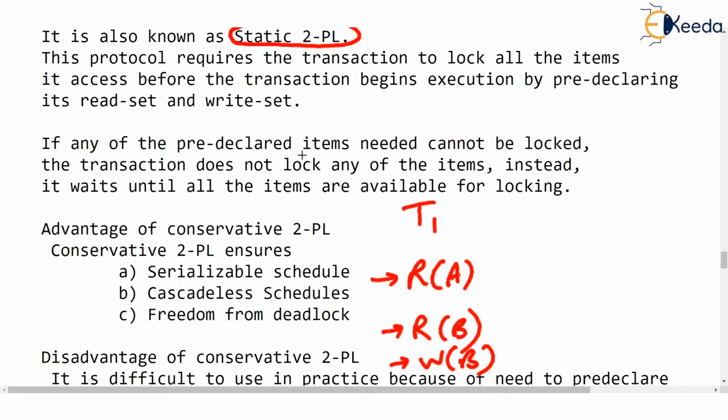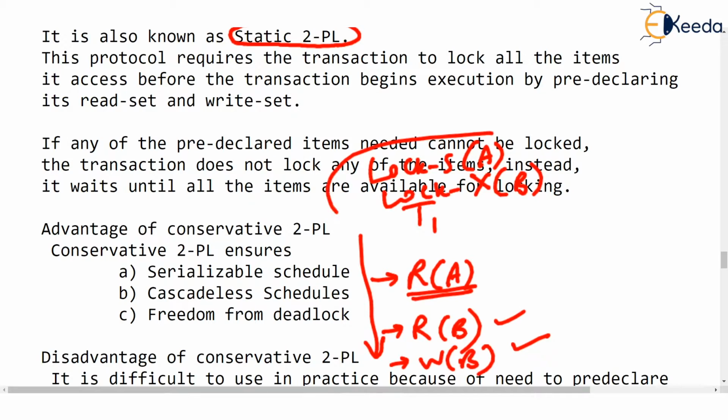Then which locks does T1 need in its lifetime? From start to finish, which locks does T1 need? T1 needs a shared lock on A because it is reading A, correct? But it needs an exclusive lock on B because it is reading and writing B. So this is the set of locks needed by T1. T1 must acquire all these locks before it even starts. Before even the first statement of T1 runs, all the locks must be acquired. Only then can T1 start.